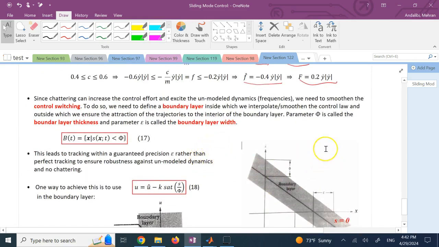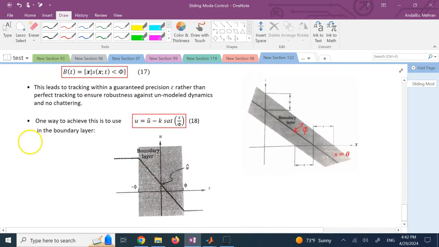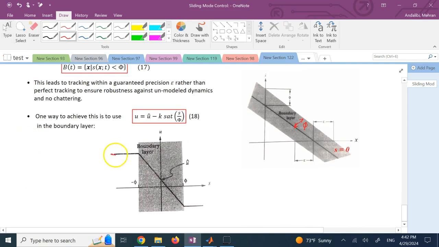Now the way this picture is shown, although I got it from the textbook, I think to me this makes more sense if this is phi, not the other one. And so a simple saturation function, as you can see here, will do the job. So linear inside the boundary layer, outside of it fixed. And this can replace all of these oscillations back and forth for you. That makes it a lot nicer.